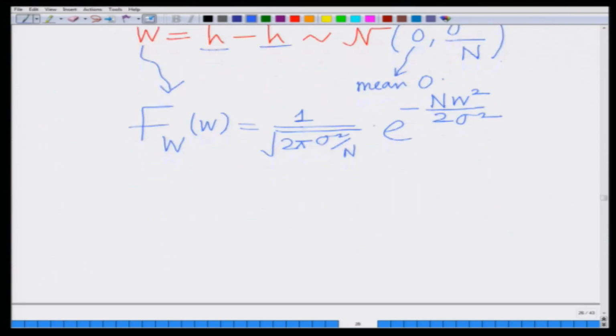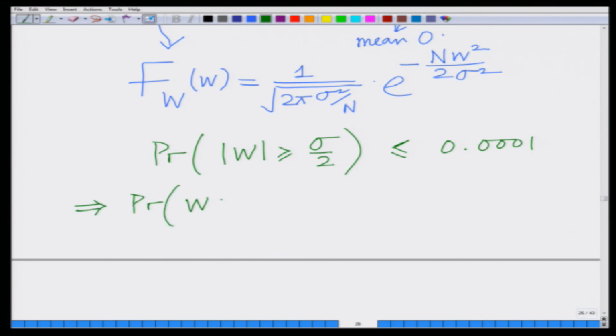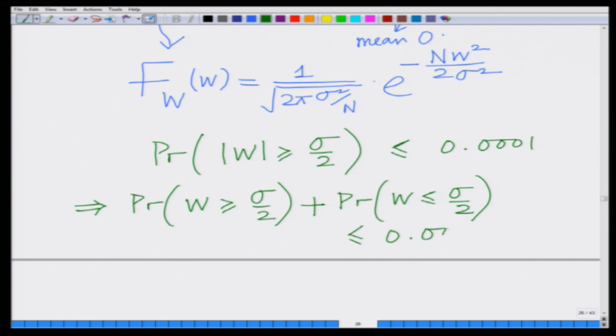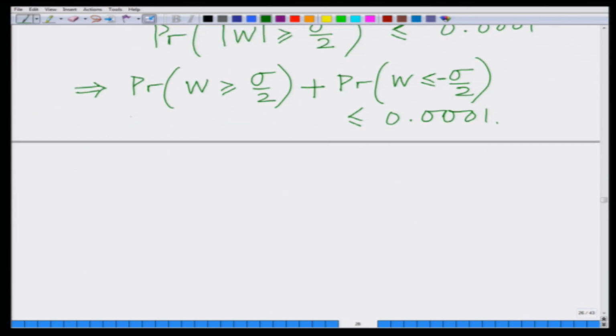And now, the question that we are asking is: what is the probability that magnitude of w is greater than or equal to sigma by 2 should be less than or equal to 0.0001, which implies that the probability w is greater than or equal to sigma by 2 plus the probability w is less than or equal to minus sigma by 2 should be less than or equal to 0.0001, because the magnitude of w is greater than or equal to sigma by 2 when w is greater than or equal to sigma by 2, or w is less than or equal to, sorry, there should be a minus sigma by 2 over here.